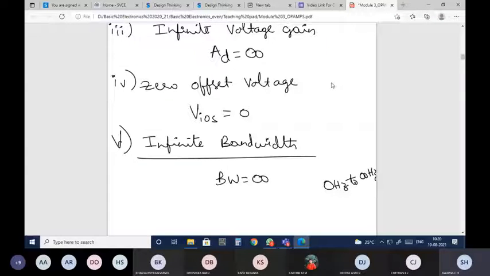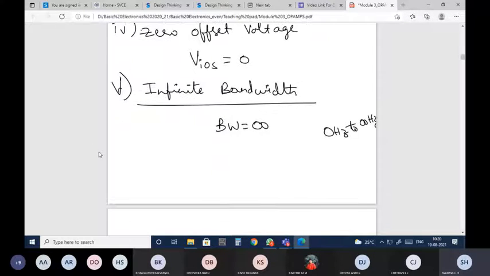You know that the op-amp will amplify the signals, right? An ideal op-amp has to amplify all the signals, from DC signals to infinite frequency signals. That's why ideally the bandwidth should be equal to infinite.